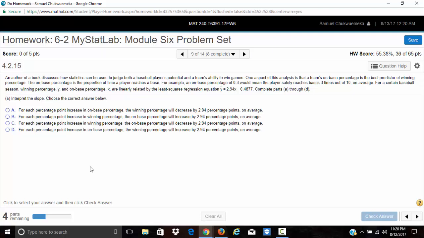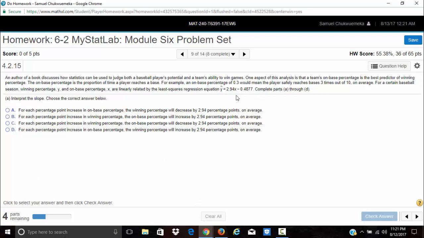The on-base percentage is the proportion of time a player reaches a base. For example, an on-base percentage of 0.3 would mean that the player safely reaches base 3 times out of 10 on average. For a certain baseball season, winning percentage Y and on-base percentage X are linearly related by the least squares regression equation right here. Complete parts A through D.